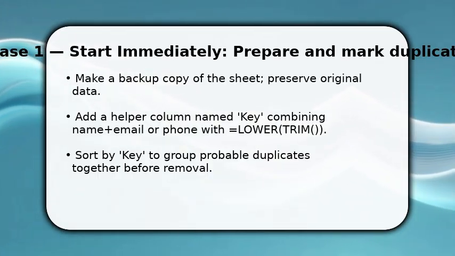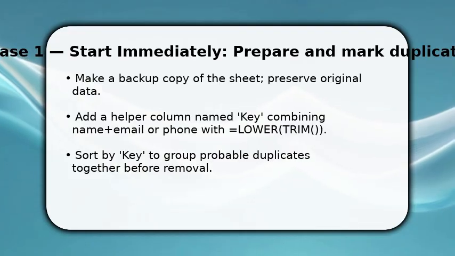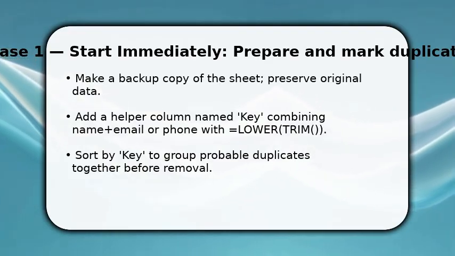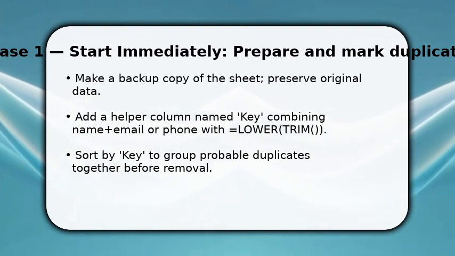Once done, sort the sheet by that key column to group identical entries together. This gives a clear visual of duplicates. Make sure to scan the first grouped rows to confirm your concatenation logic works. Then proceed to the core dedup steps.